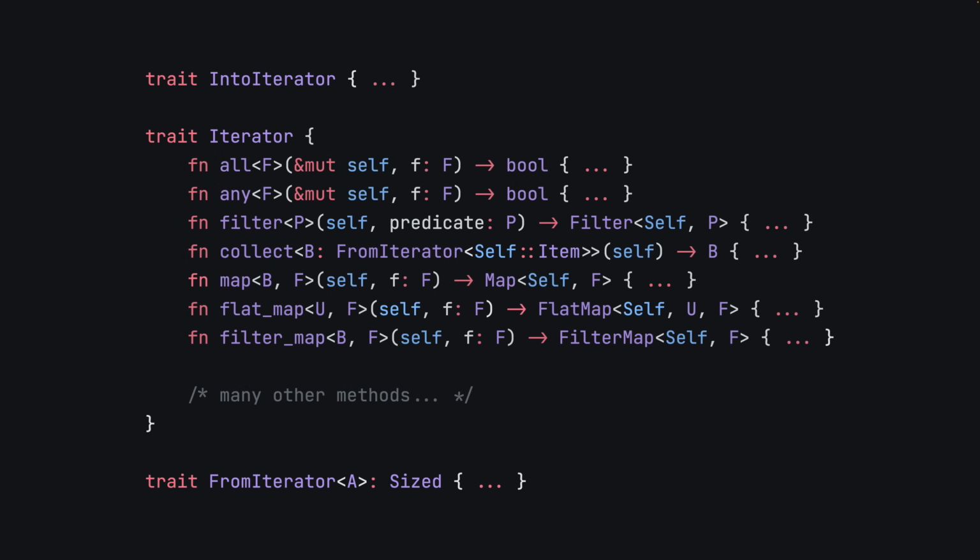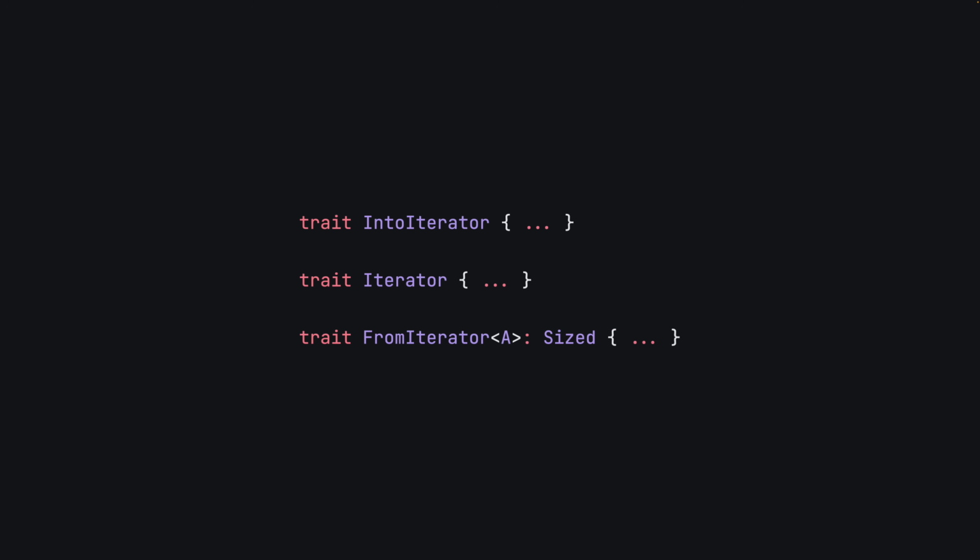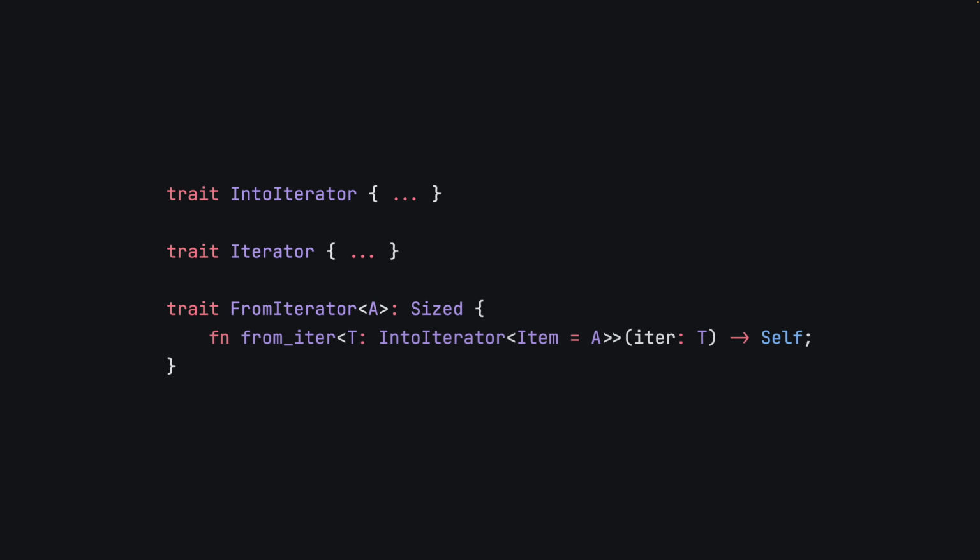The Iterator trait defines all these handy combinator methods that we know and love: filter, map, flat_map, and so on. It also defines the collect method that we use in this example to convert our iterator to a hash set. If we look at collect, the return value must implement the third trait we're going to talk about, which is FromIterator. Most collections implement FromIterator, including hash set here. And FromIterator is pretty simple. It has one method, from_iter, which returns the implementing type. Again, this is the method that collect calls.